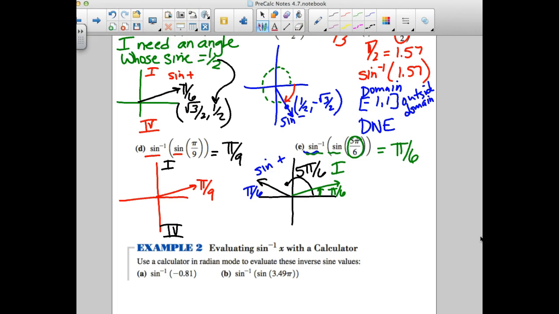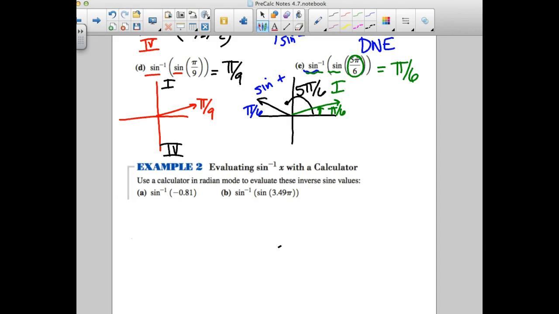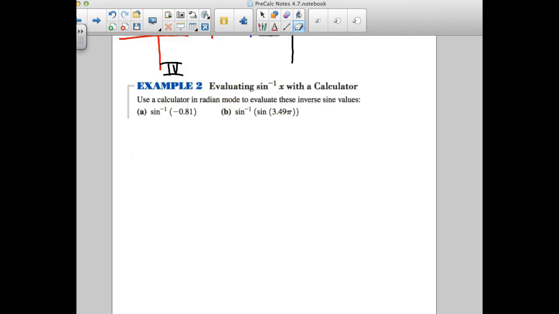All right, question 2. It says use a calculator in radian mode. So pause the video if you need to switch your calculator to radian mode. This is one that we do not know by hand. We don't know an angle that has a sine of negative 0.81. It's not one of our known unit circle angles. All right, so we're going to use our calculator.